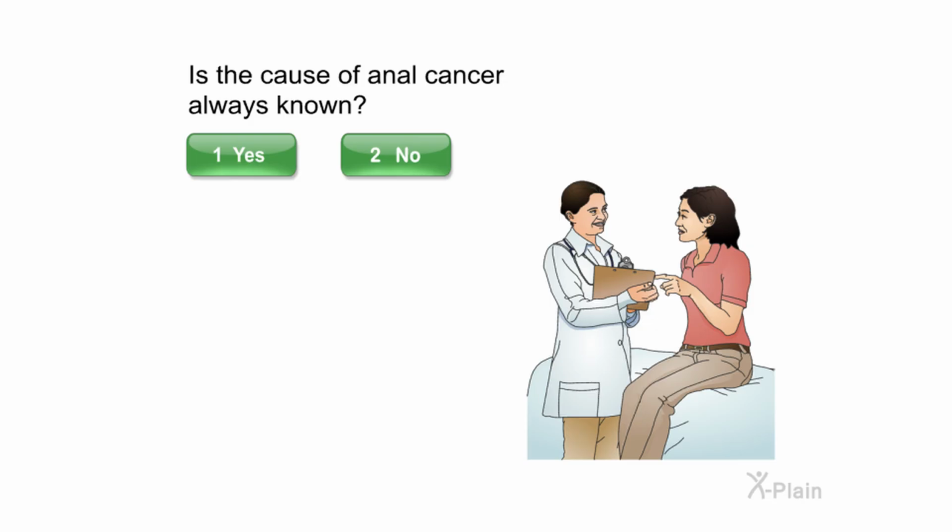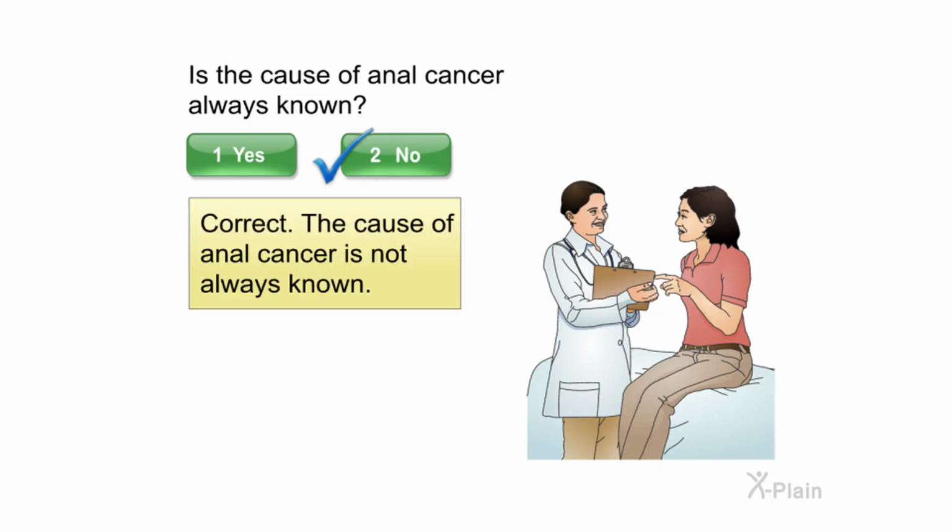Is the cause of anal cancer always known? Select yes or no. Correct. The cause of anal cancer is not always known.